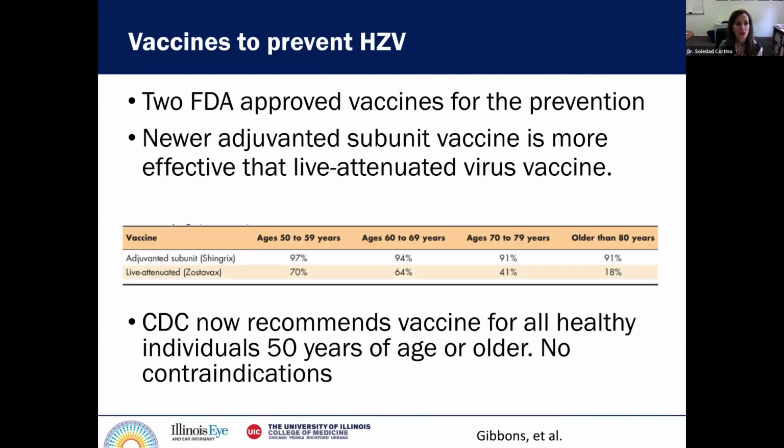So we have 2 FDA-approved vaccines here in the U.S., the live attenuated vaccine and now the newer adjuvant subunit vaccine, which seems to be more effective than the live attenuated virus vaccine. And the CDC, again, recommends it for all individuals over 50 with no contraindications.